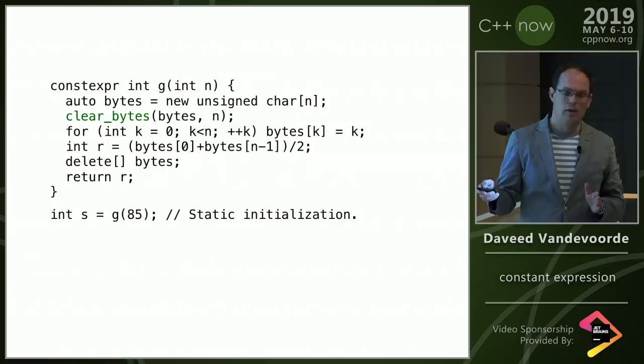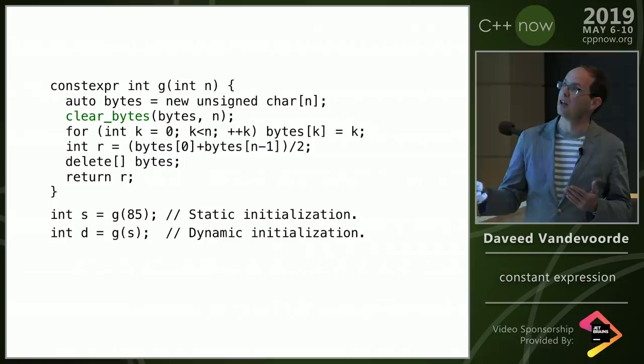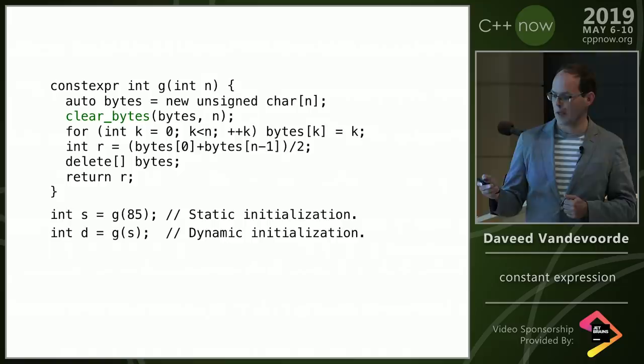If I do a call g of s, again I try this tentative evaluation with is_constant_evaluated equal to true, but I immediately fail because binding s to n is not a constant expression. So that fails. So we do another evaluation, but at runtime, with that condition equal to false. And now I will call memset, and it will be dynamic initialization.